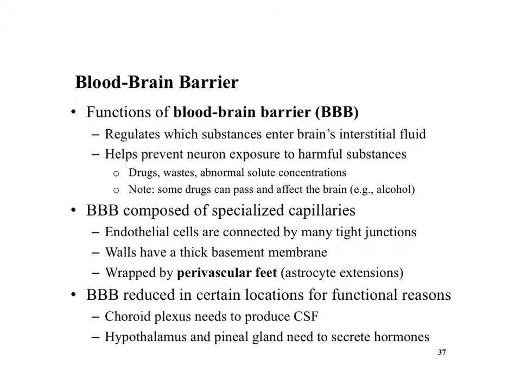The blood-brain barrier regulates what substances can actually get to the neurons and what substances cannot. The point of this is it helps prevent neuron exposure to harmful substances, okay? It's good and bad. It's great because it helps protect neurons. Drugs, waste, abnormal solute concentrations are prevented from crossing that, okay?